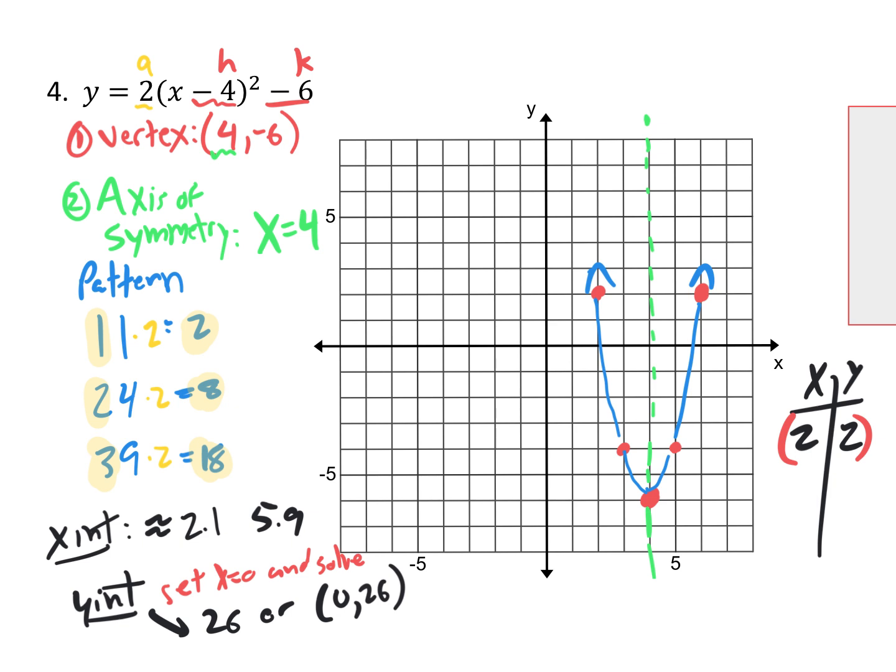Now that skill of finding the y-intercept is going to pop up a lot in the future. So make sure you understand that to find the y-intercept, all you have to do is set x equal to 0 and solve. Plug in 0, because that's where the y-axis is, at the x value of 0. Plug in 0, get out an answer. That'll tell you where it crosses the y-axis.